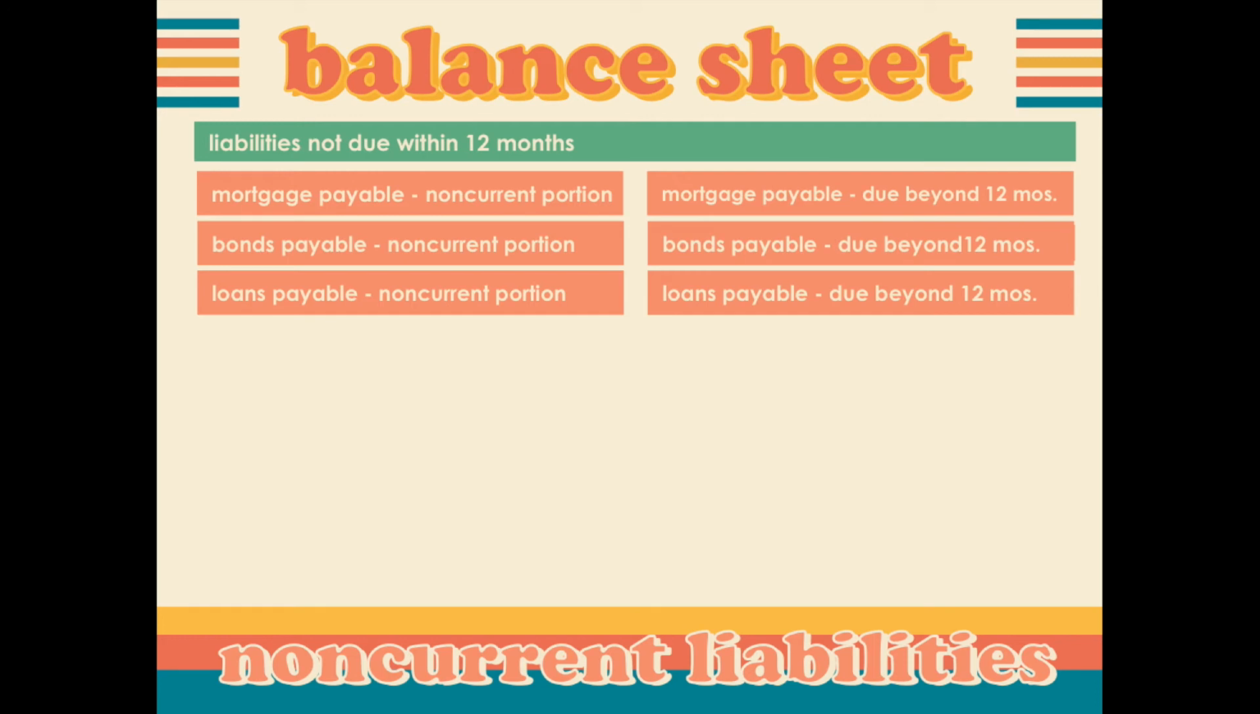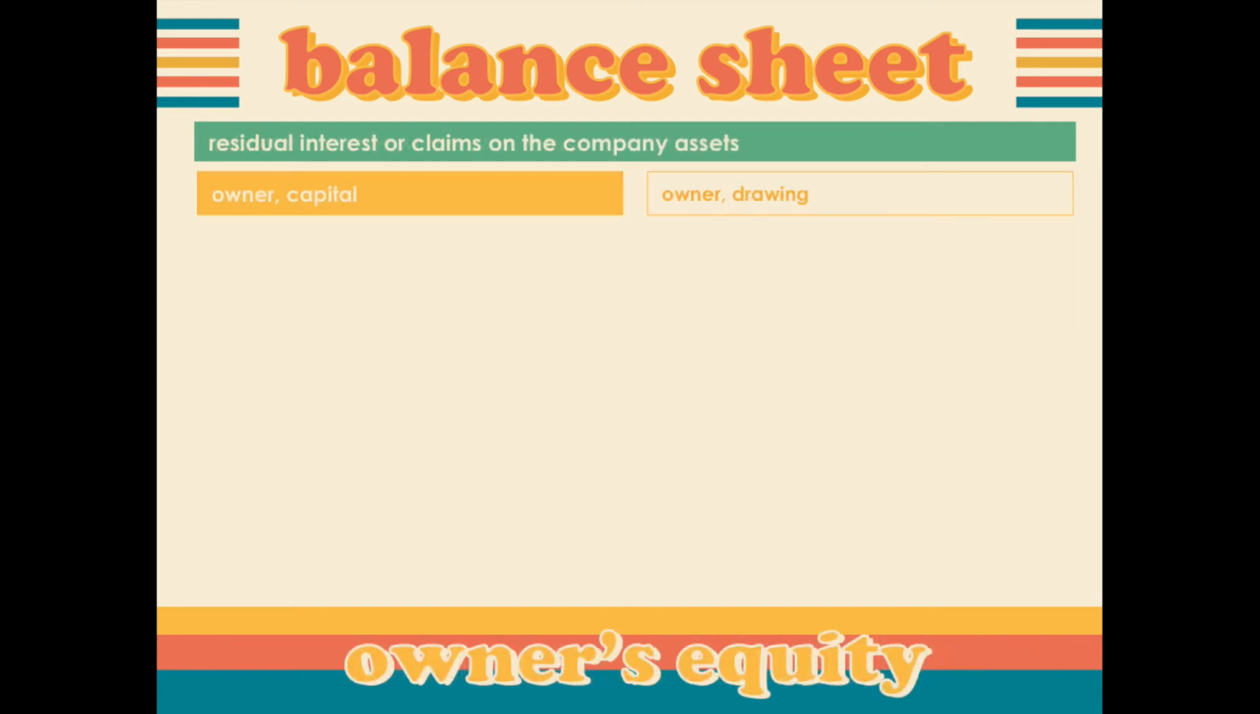Now we have non-current liabilities. Under this classification, we have mortgage payable, bonds payable, and loans payable, which are the same as the ones we discussed earlier. So again, this is just a classification difference between current and non-current liabilities, which will be discussed further as we talk about the financial statements.